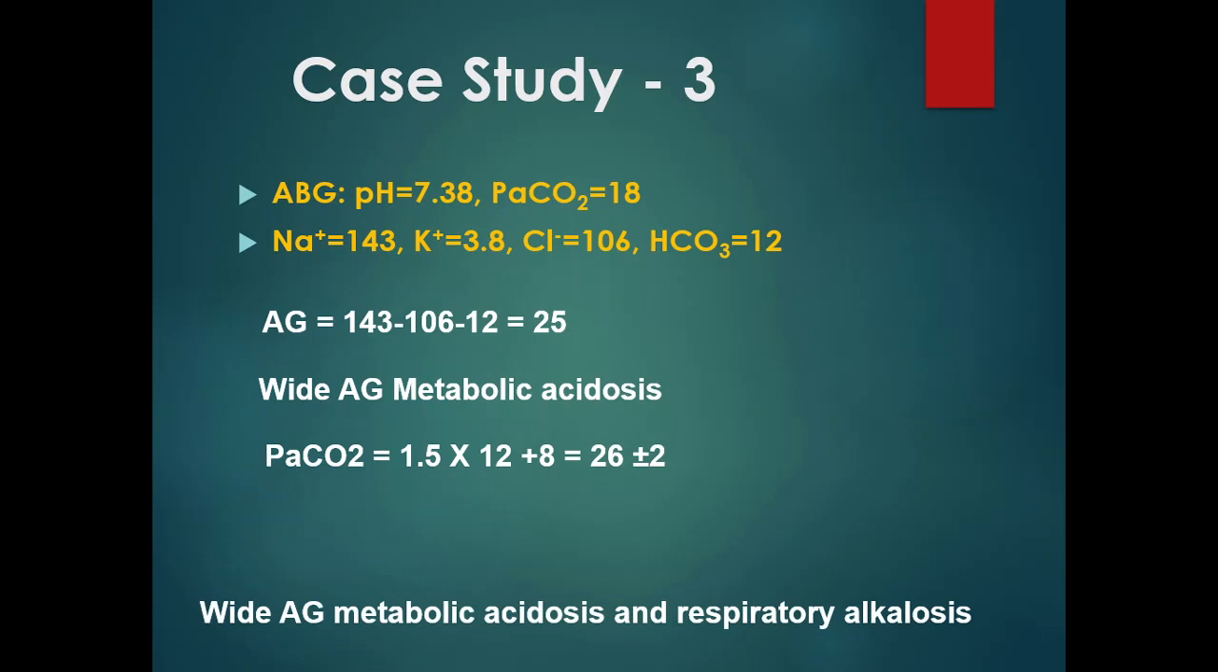At the same time, we look at the compensation rule for the metabolic acidosis. 1.5 times 12 plus 8 gives you a PCO2 of 26, but the PCO2 is 18. It's much lower than what it should be. Then there are two primary disorders. There is a wide anion gap metabolic acidosis, and there is respiratory alkalosis causing the PCO2 to be lower than 26. So whatever this patient took caused metabolic acidosis of the wide anion gap and respiratory alkalosis.